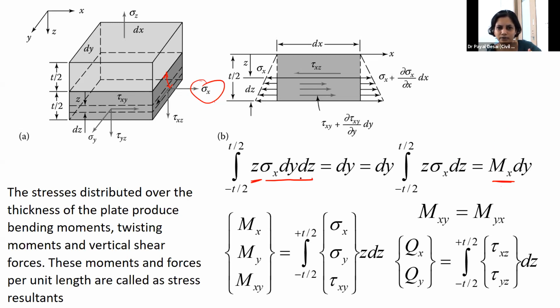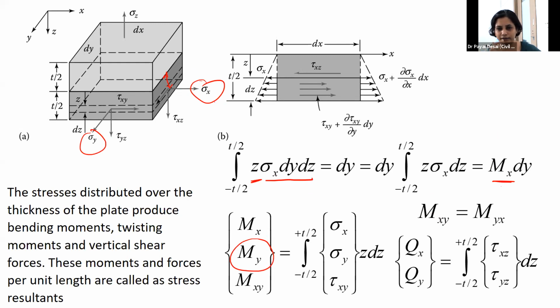Due to sigma y, you get a similar thing, and you get my. To integrate sigma y, take the force occurring because of sigma y, take the moment due to that, and you get my. So you get mx as well as my, and integrate it.